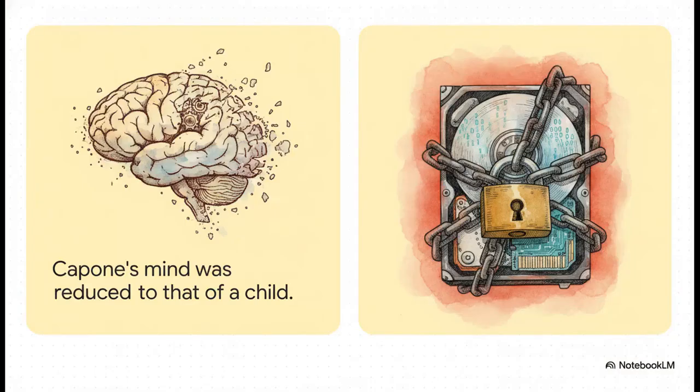Now, tying it back to real life, Al Capone famously suffered from late-stage neurosyphilis. This biological disease absolutely ravaged him, eventually reducing his mind to that of a 12-year-old child. His cognitive functions, his history, his memory, they were all entirely taken from him.